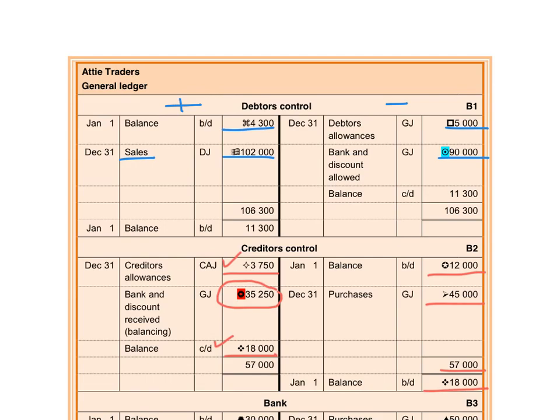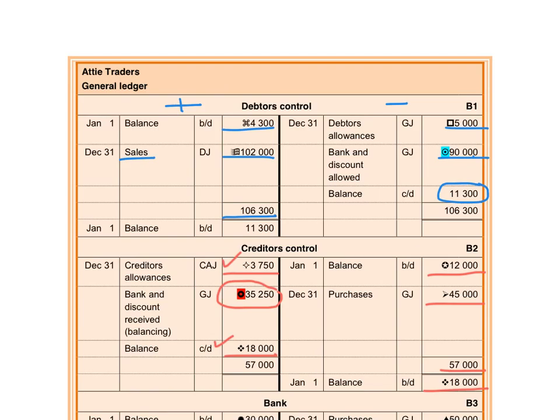We will calculate the balance at the end of the year. Because debtors is an asset, it will always have a debit balance. So we will first add up the debit side, get a total of 106,300 minus the 5,000 minus the 90,000. So by balancing, we calculate that the difference between the debit side and the credit side is 11,900.